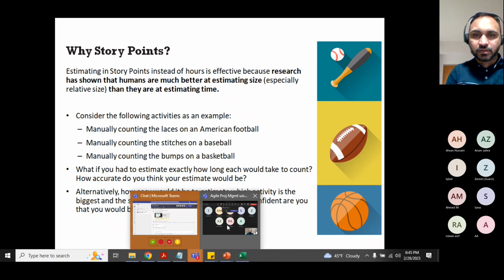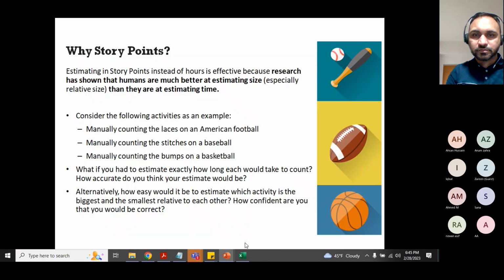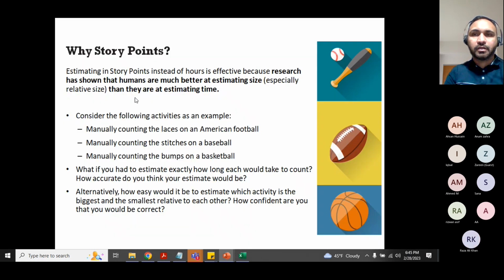So let me admit the student again. There you go. Okay, so let's take a look. Remember, I was giving an example of why story points, not hours, right? So consider the following activities as an example. Manually counting the laces on an American football, and then manually counting the stitches on a baseball over here. Look at these stitches on this baseball, right?